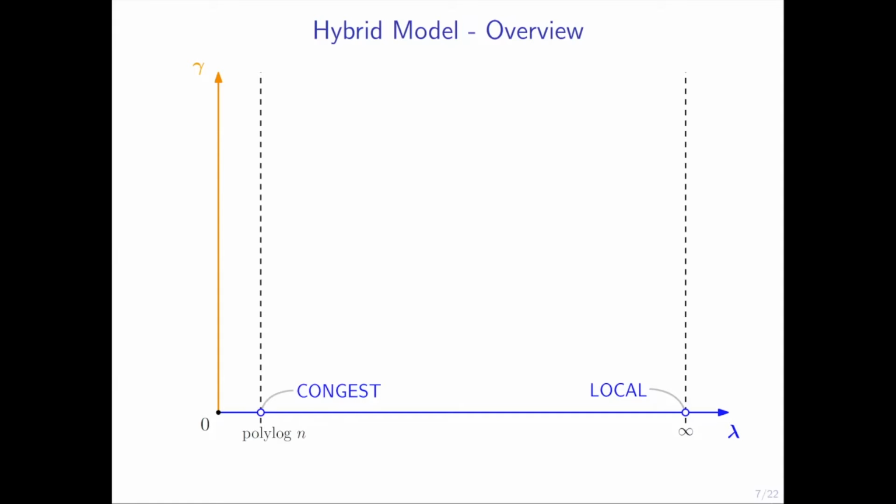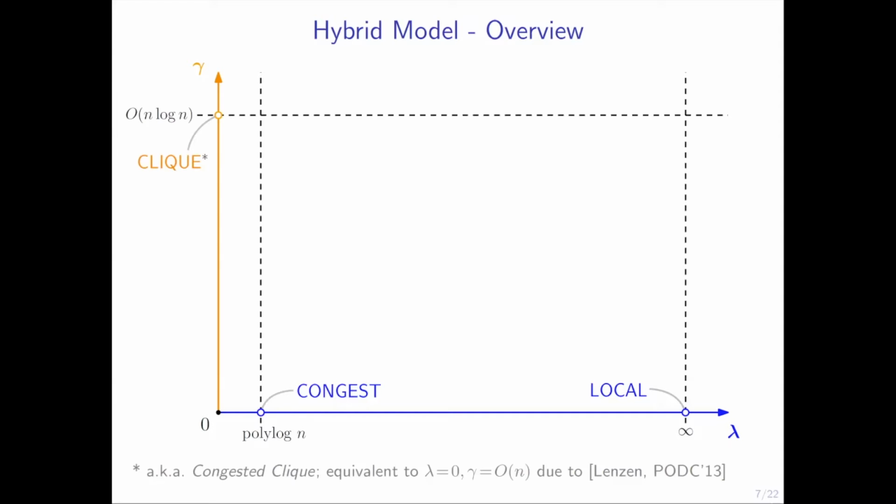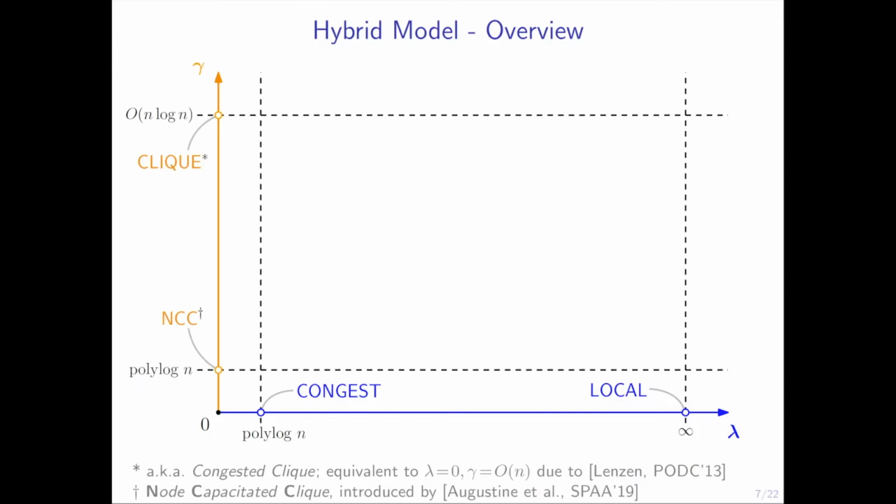If we allow no global communication and polylog n local communication, we get the well-known CONGEST model. If we allow roughly n log n global communication, but do not allow local communication, we get what is called the congested clique model. And the equivalency can be seen from Lenzen routing. If we allow polylog global communication and no local communication, we get what is called the node capacitated clique model, which was introduced last year.